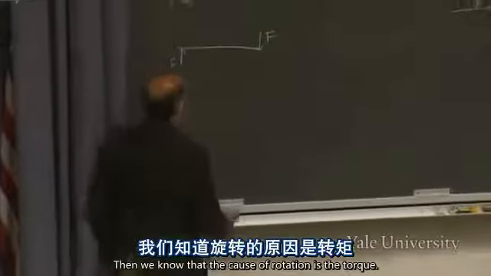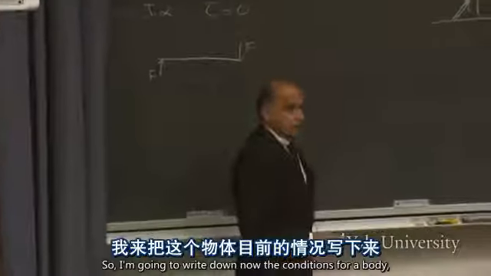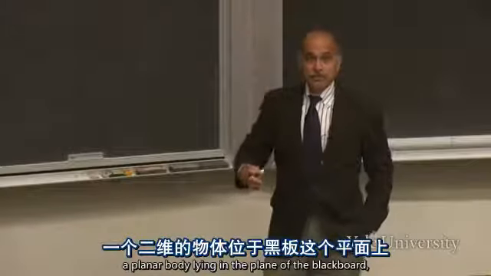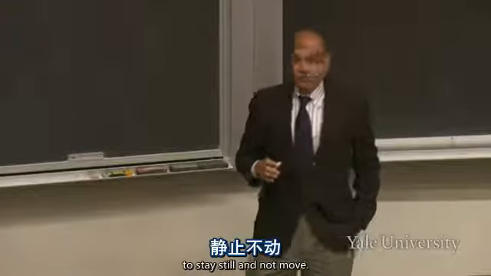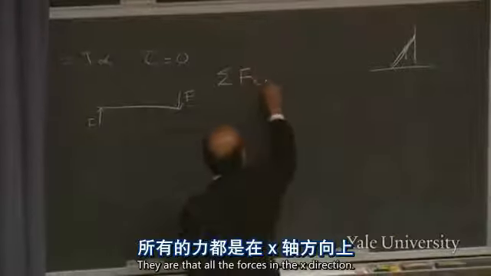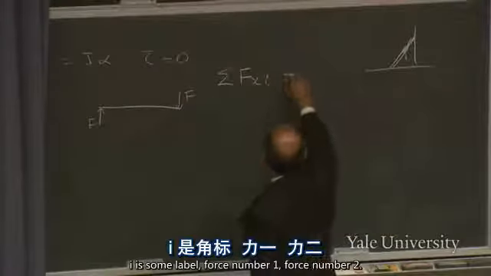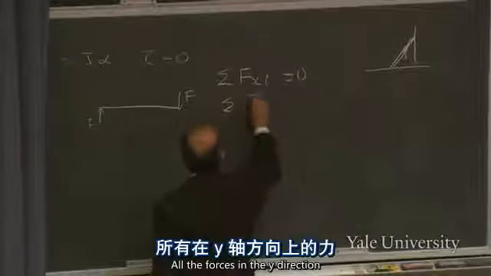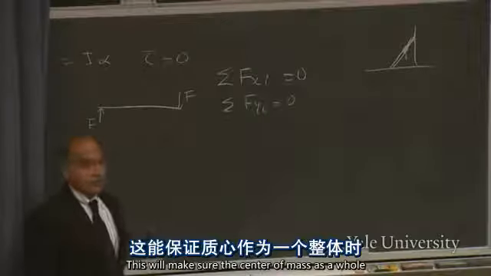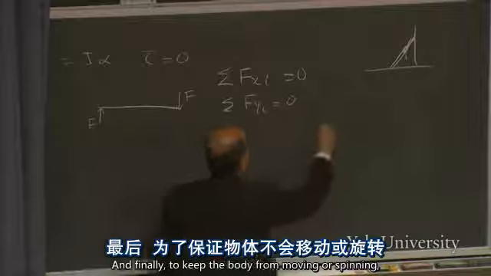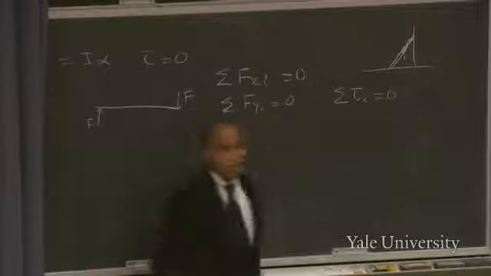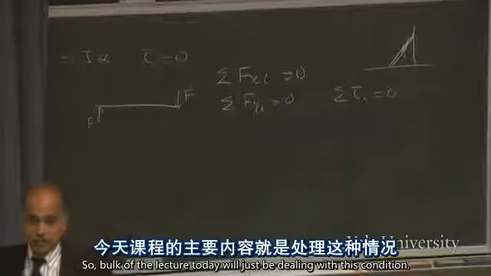Then we know that the cause of rotation is the torque. So I'm going to write down now the conditions for a body, a planar body lying in the plane of the blackboard, to stay still and not move. They are that all the forces in the x direction, i is some label, force number 1, force number 2, that should add up to 0. All the forces in the y direction, that should add up to 0. This will make sure the center of mass as a whole is not going anywhere. And finally, to keep the body from moving or spinning, all the torques should add up to 0. So bulk of the lecture today will just be dealing with this condition.